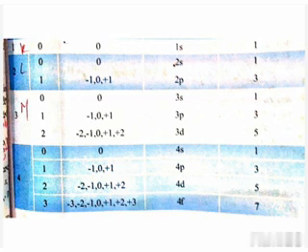In the second main shell, how many subshells are there? Two subshells are there. What are they? s and p. Their l values are 0 and 1. So in the second main shell, the first subshell has l value 0 and the second subshell has l value 1.